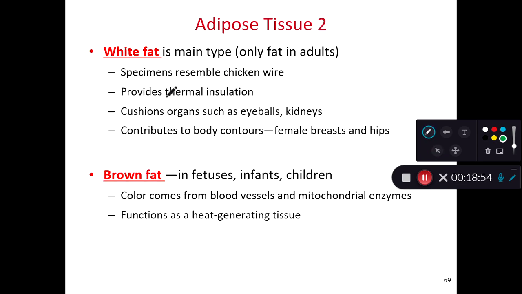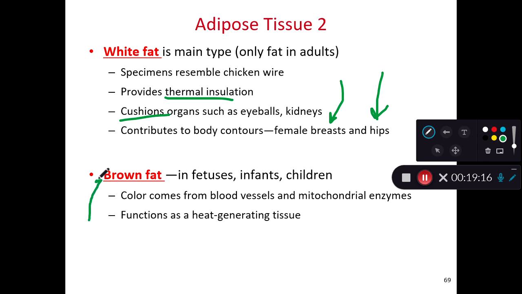We use this white fat for insulation. We use it for energy storage. We use it for cushions. And it also is going to give us a lot of the contours of our body. So the post-pubescent female breast and post-pubescent female hips are going to have increased amounts of white fat in them.